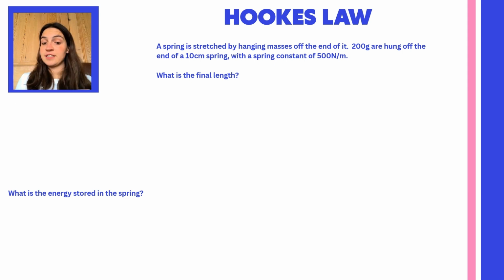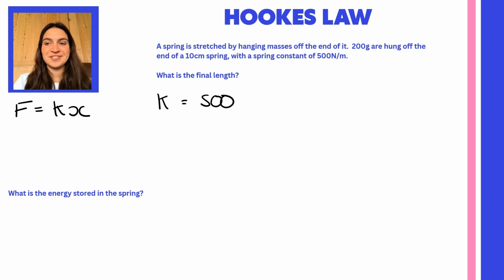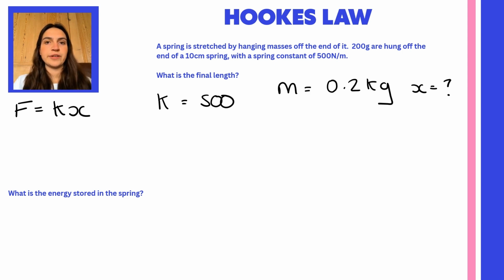Okay, so first things first, we need our equation for Hooke's law, F equals kx. And what do we have in our question? We have our spring constant k is equal to 500. We don't know what our extension is. And the other thing that we've been given is the mass, which has been hung off the end, of 200 grams or 0.2 kilograms, getting grams to kilograms by dividing by 1,000.